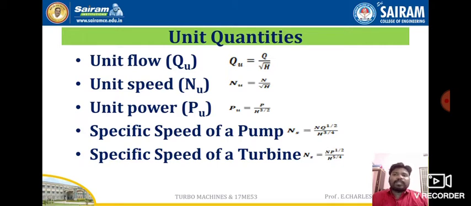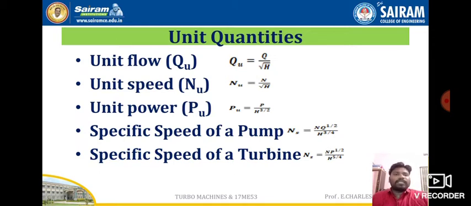Specific speed of a turbine is defined as the speed of a geometrically similar machine which produces 1 kilowatt power under a head of 1 meter. So this is the specific speed of a geometrically similar machine which produces 1 kilowatt power under a 1 meter head. That is nothing but the specific speed of a turbine. So the specific speed of the turbine Ns is equal to N√P divided by H to the power of 5/4.